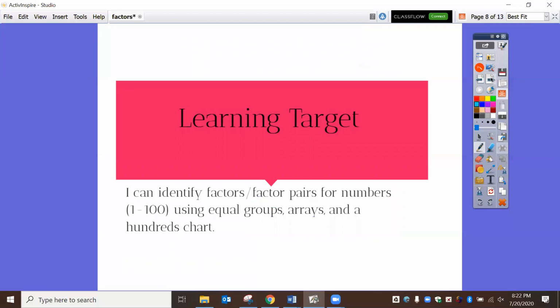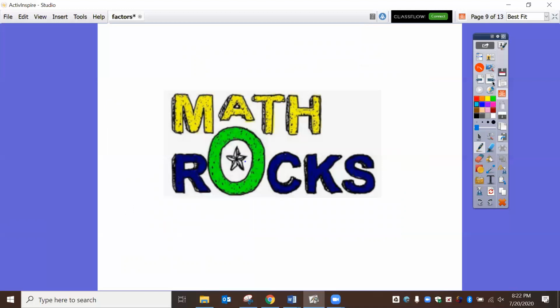Wrapping up today, let's look back at our learning target. I can identify factors, factor pairs for numbers 1 to 100 using equal groups, arrays, and a hundreds chart. Now you will try some problems on your own. If you need extra support, please watch the video again, stop and rewatch as needed.